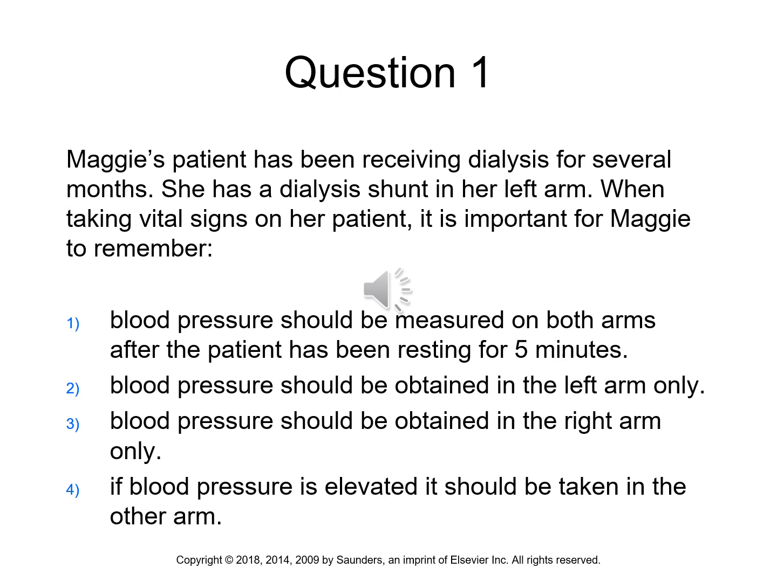So, question one: Maggie's patient has been receiving dialysis for several months. She has a dialysis shunt in her left arm. When taking vital signs on her patient, it is important for Maggie to remember... The answer is three. Blood pressure should be obtained in the right arm only.